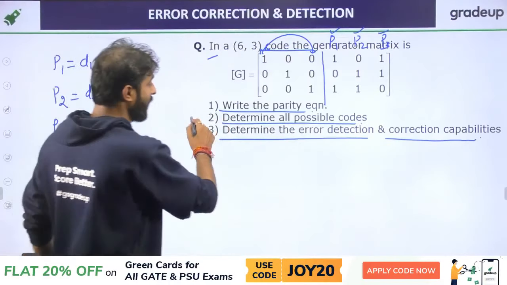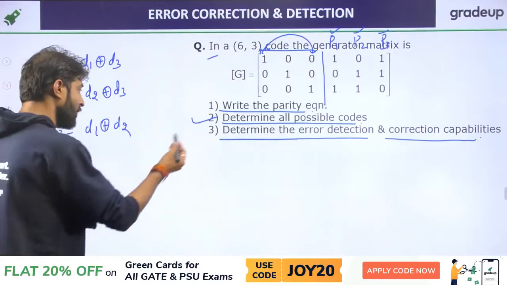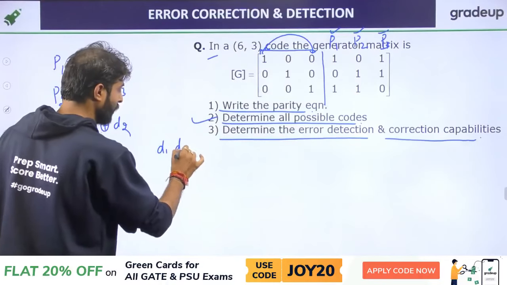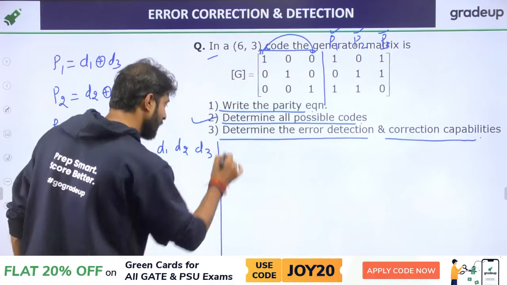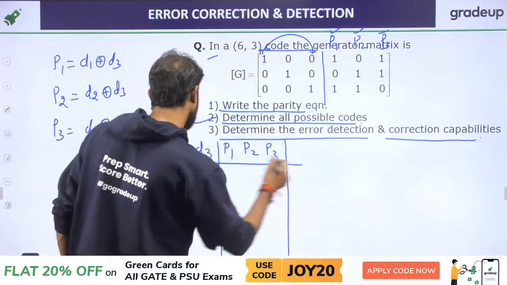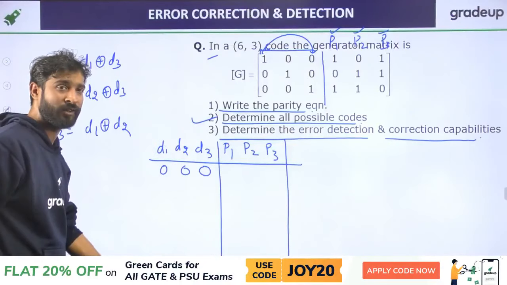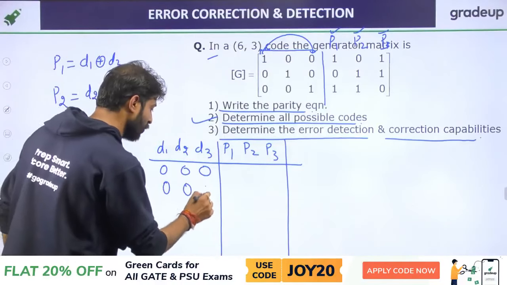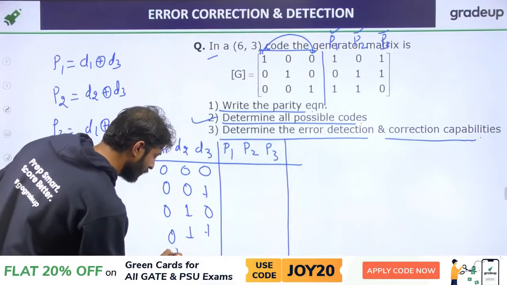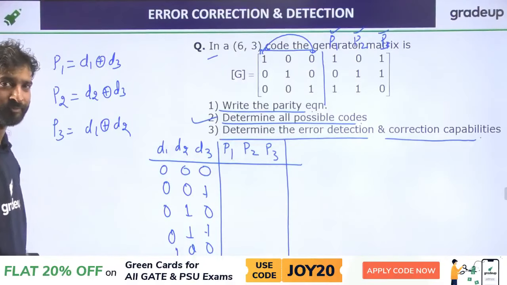Now the second part: determine all the possible codes. How will we find all the possible codes? Remember, for a (6,3) code there will be D1, D2, D3, followed by P1, P2 and P3. With 3 data bits there are 8 combinations, that is 000, 001, 010, 011, 100 and so on. I am not writing them all, just giving you the example.